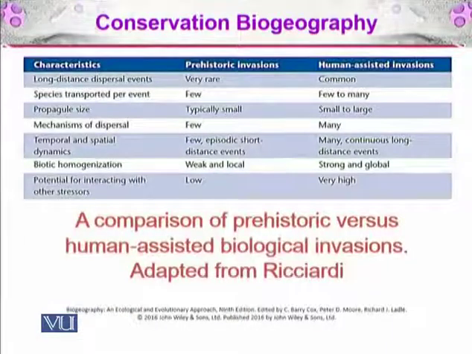So here you can see a comparison of prehistoric versus human-assisted biological invasions, adapted from Ricciardi. So you can see the characteristics. Long dispersal events are very rare in prehistoric invasions, but in the case of humans, these are very common. The mechanisms of dispersal were very few, but in human-assisted invasion, these are many. And so is the case for temporal and spatial dynamics, biotic homogenization, and potential for interacting with other stresses. All of these are a result of human-assisted invasion, and this is how humans have impacted the different ecological regions as well as different ecologies.